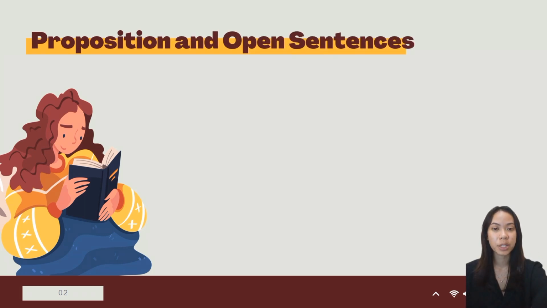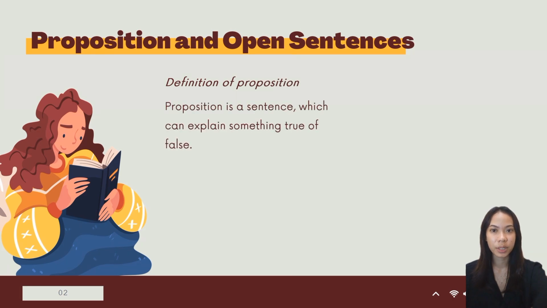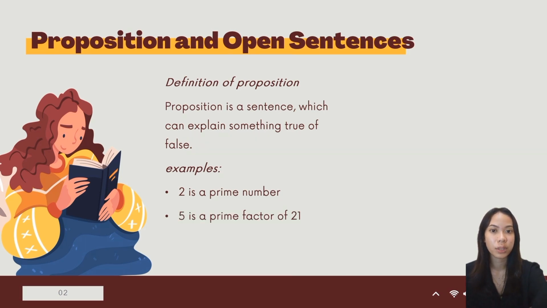Next, about proposition and open sentence. Definition of proposition: a proposition is a sentence which can explain something true or false. A proposition can also be called a statement. A proposition cannot be true and false at the same time. For example, 2 is a prime number. This statement is true. And then, 5 is a prime factor of 21. This statement is false.